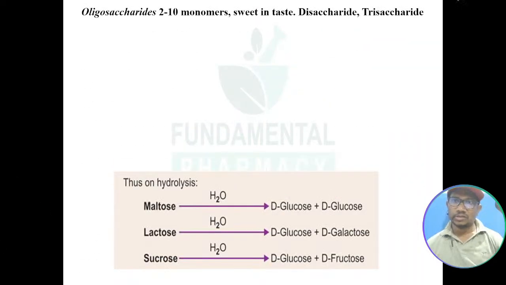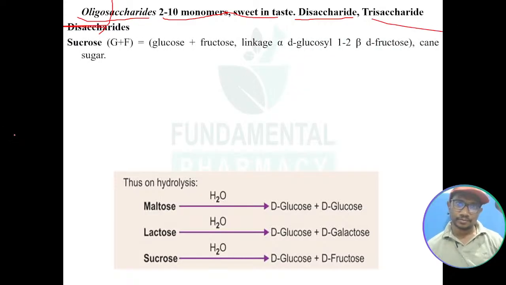Now we have seen the monosaccharides. Now disaccharides. The term oligosaccharide: oligo means few monomers. So 2 to 10 monomers are present in oligosaccharides. They are also sweet in taste. Oligosaccharides are divided into types: disaccharides mean 2 monomers, trisaccharides mean 3 monomers, tetra means 4, like that.